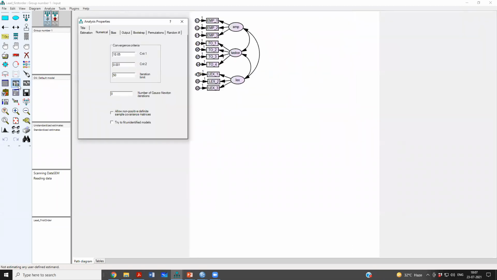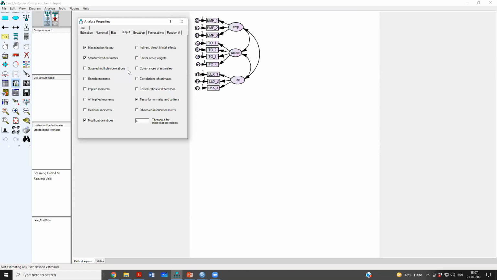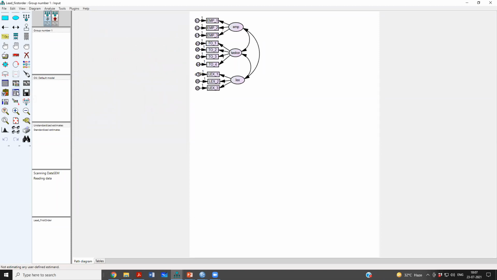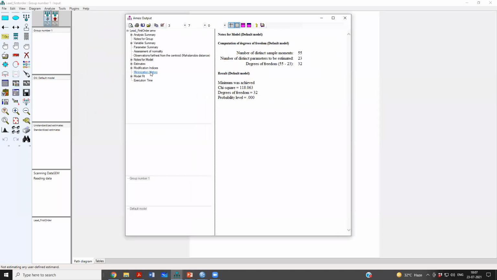So you go to Analysis Properties. Yeah. Then go to Output. Okay. And then test for normality and outliers. Got it. Thank you, sir.